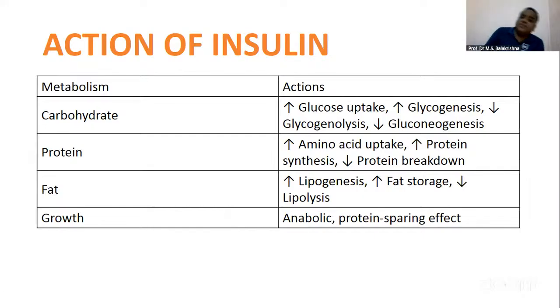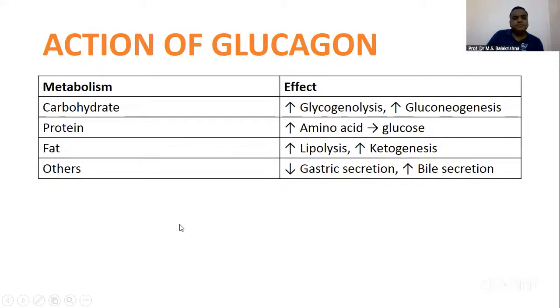Actions of insulin, this is very important. This mixes with biochemistry questions also. In which conditions carbohydrate, protein, fat, and growth are influenced by the actions of insulin. Then this is by the glucagon.